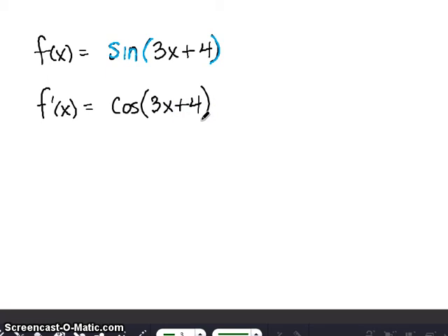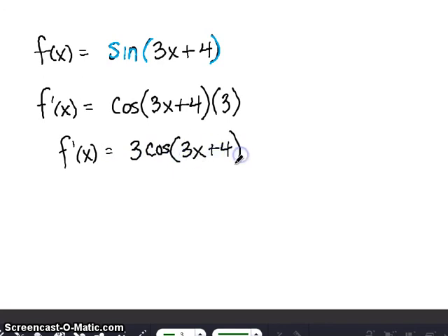So that's the derivative of the outside part. Now we need to take the derivative of the inside. The inside function is that black part at the top, the 3x plus 4, so the derivative of that is 3. And then to simplify a little bit, we just move that 3 out front. So we would say 3 cosine of 3x plus 4 is the derivative of sine of 3x plus 4.